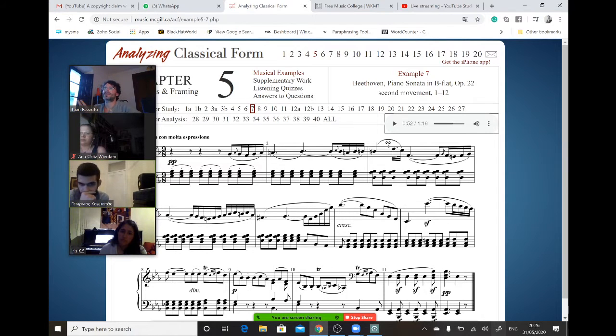Now, what is triggering the closing section? But they haven't actually talked to you about the closing section. But what is it triggering?